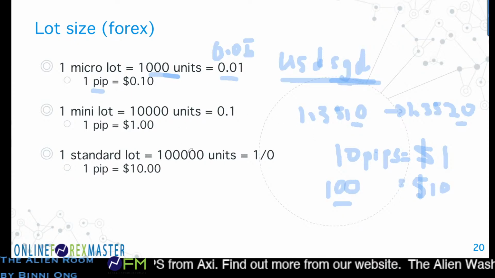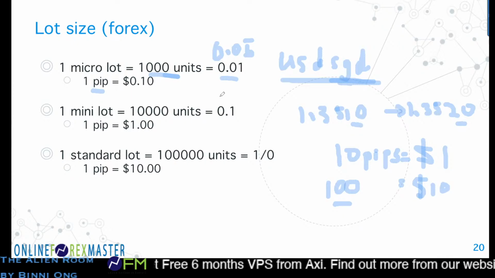All right. Now, let's say, for example, I don't want to do 0.05. I like to do 0.1. What does this mean? It means that you're doing 10 times a micro lot. 10 times 1 micro lot is equal to 1 mini lot, because 1 micro lot is 1,000 units and 1 mini lot is equal to 10,000 units. So therefore, 1 mini lot is equal to 10 micro lots.